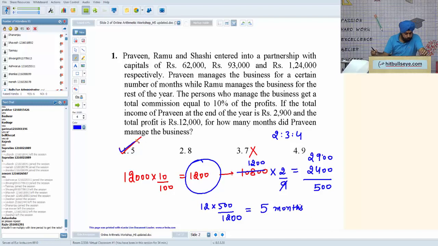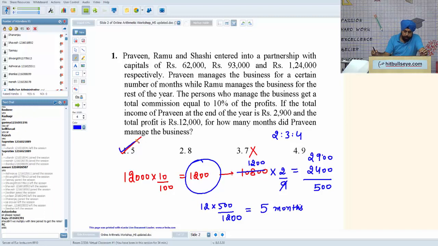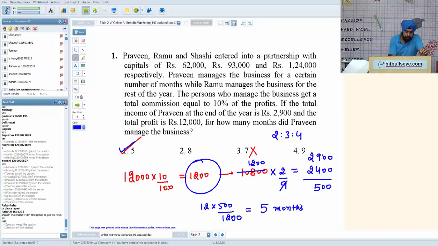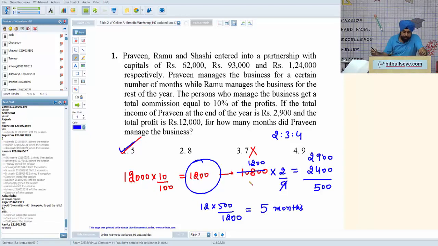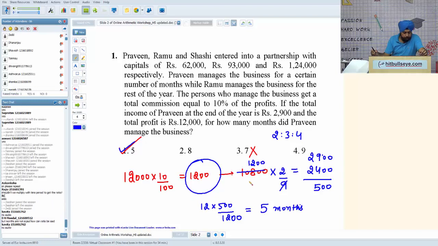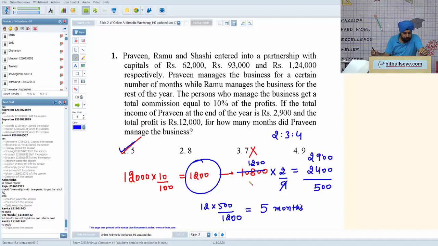I guess you all are clear about this now. That's all you need to do. Yeah, it's the one and the same thing only. Akanksha, just hear me carefully. Out of 12,000, 10% has been kept for distributing as the share for managing the business, that is commission. Now the remaining 10,800 will be distributed in the ratio of their capitals, which is 2:3:4. So out of that, Praveen will get 2/9 of the profit, which comes out to be 2400. He has got a total of 2900 rupees. That means he has got 500 rupees for managing the business.